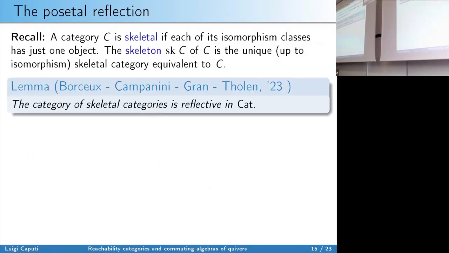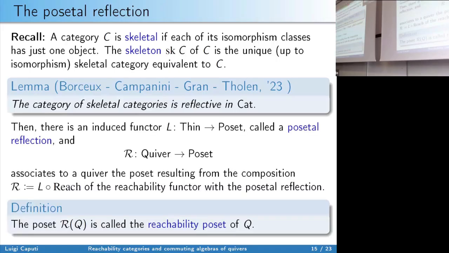I want to describe a bit how we use this, for example, in ring theory. But before doing that, I need to remind you that you can consider skeletal categories in the category of categories. This is a result by Bourseau, Campanini, Gran, and Toyan of a couple of years ago, that the category of skeletal categories is reflective in the category of categories, which means that I can pick any category and choose in a coherent way its skeleton. So this means that I can cook up a functor which goes from thin categories to posets. And this is usually called the posetal reflection.